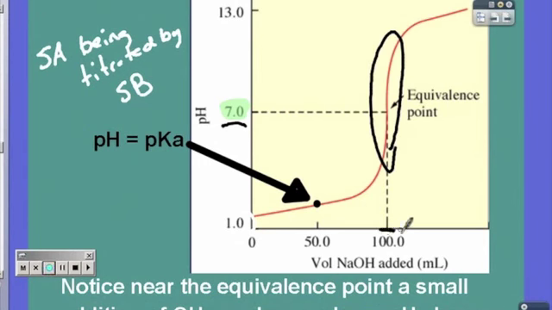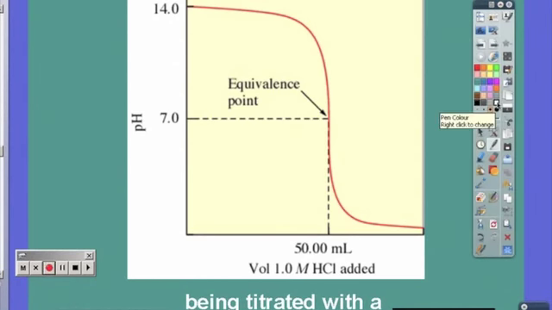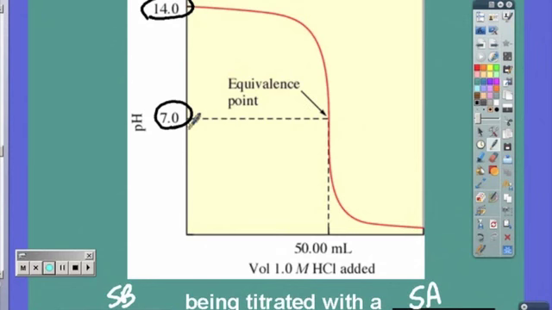Also, you can notice that near the equivalence point, a small amount of NaOH added is going to have a huge effect on the pH. So when you get close to the equivalence point, you've got to do it dropwise or your pH will skyrocket. This one, you can tell we're starting at pH of 14. So we must have a strong base that's being titrated by a strong acid. Again, equivalence is 7, and we're ending with a low pH.